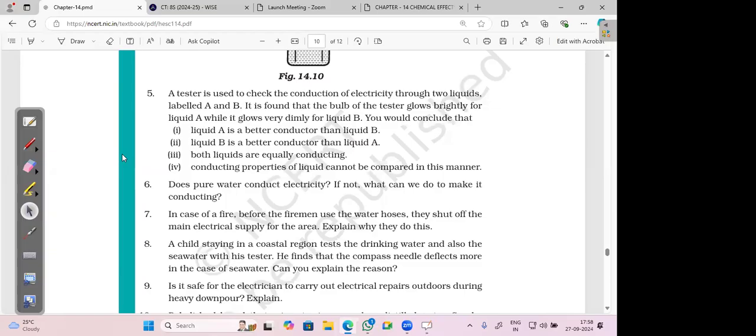Sir, I have a doubt. You said that salt makes water a good conductor. Do all types of salt make the water a good conductor of electricity? What are the different types of salts then? Sir, rock salt, white salt, many more. Yes, all salts.